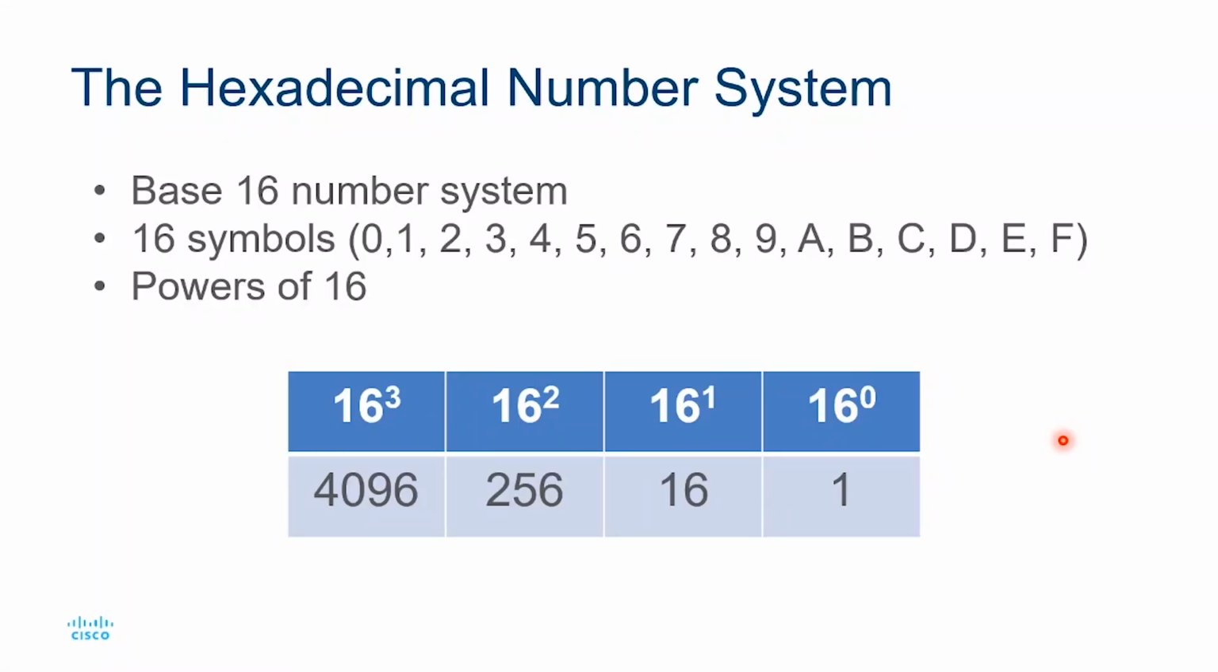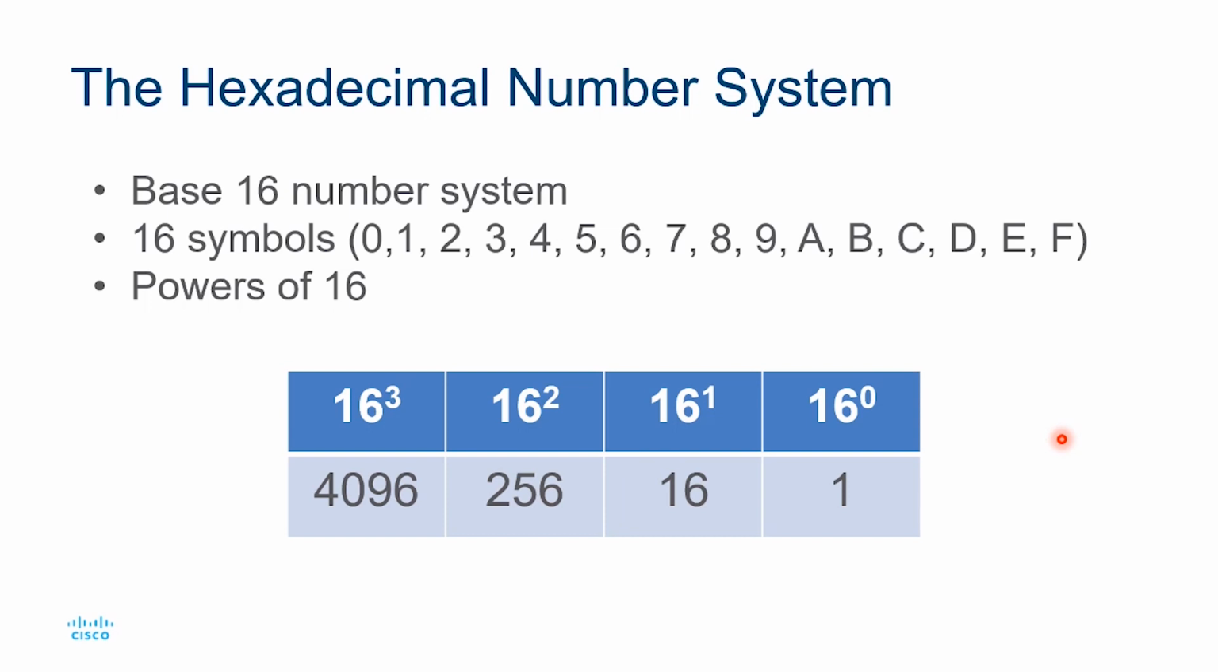Hexadecimal, or hex for short, is a base 16 number system. It uses 16 symbols, the numbers 0 to 9, as well as the letters A to F. It is based on powers of 16. If we follow the same procedure used for converting binary to decimal, we can write out the place values, or positional notation, for the hexadecimal number system as well.